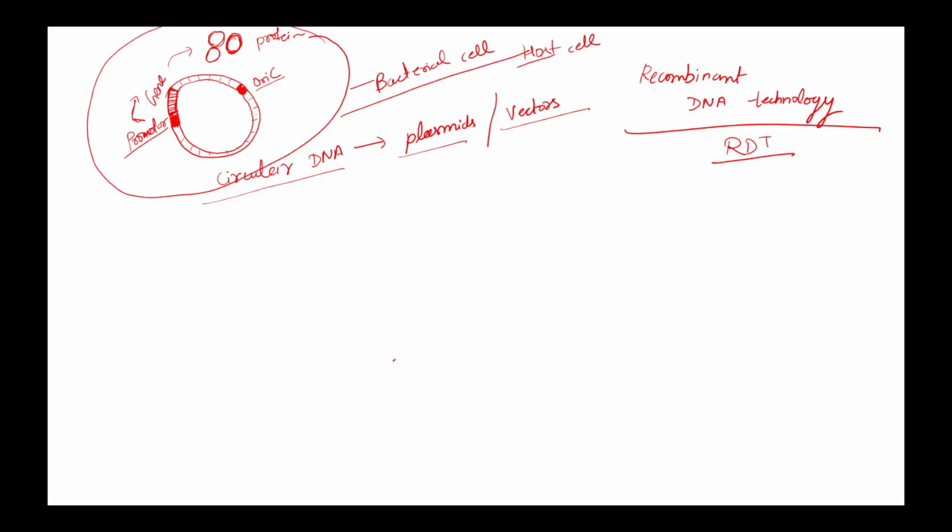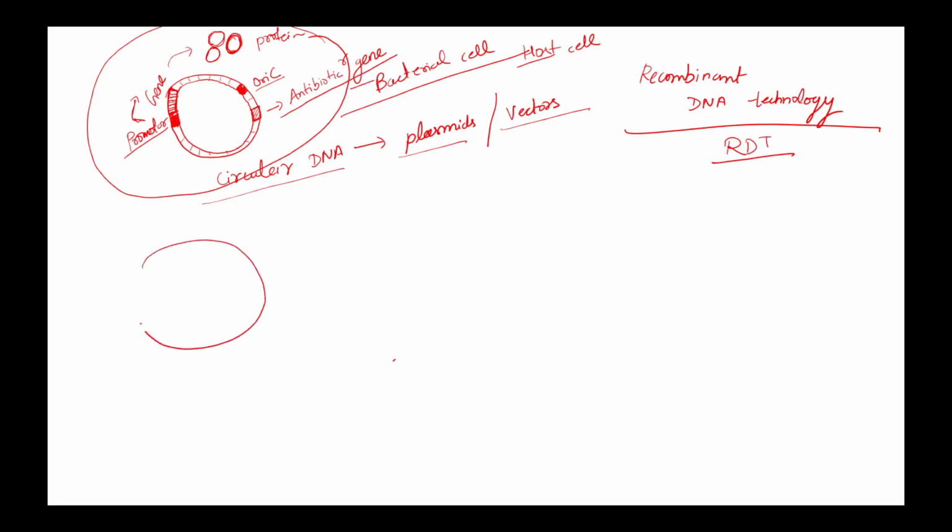And along with these two things, the vector also has an antibiotic resistance gene. It could be any gene that provides resistance against certain antibiotics. Antibiotics are specific for bacteria and kill the bacteria.